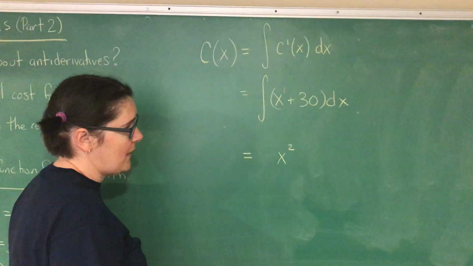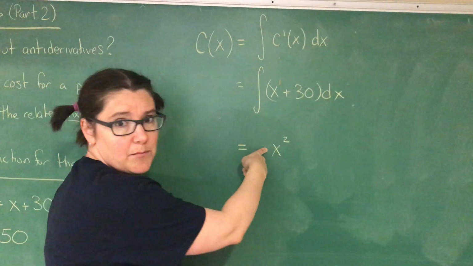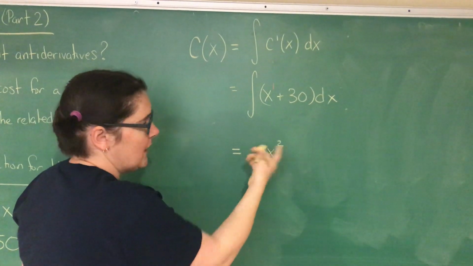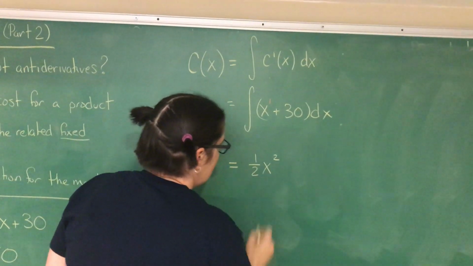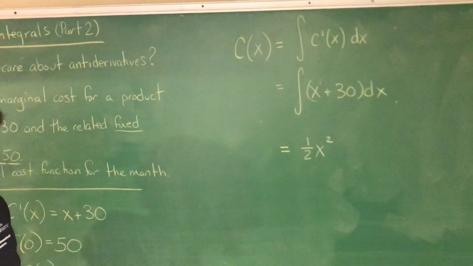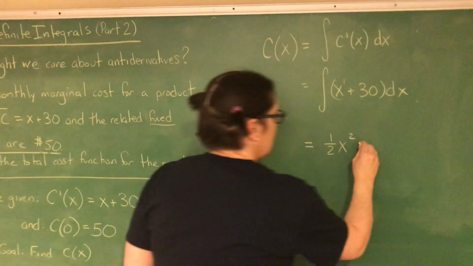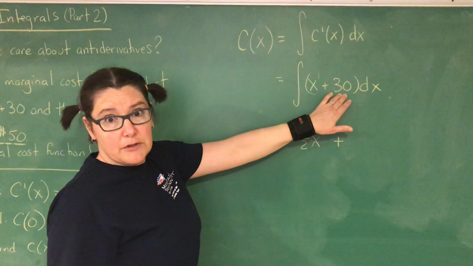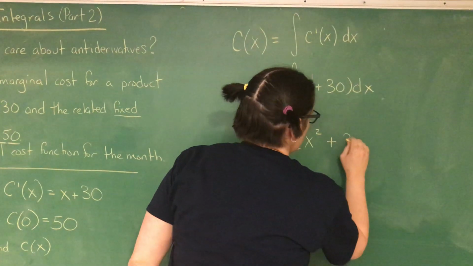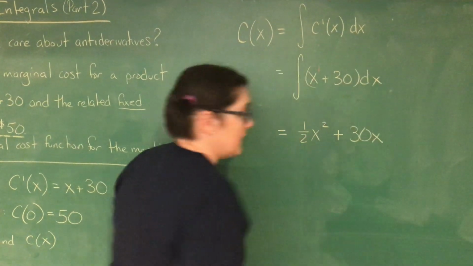So we add 1 to the power and divide the number in front by the new power. Now, there is no number in front, so that's an understood 1. So we divide 1 by the new power. So we have 1/2 x squared. And then we have a plus sign. And the antiderivative of a number is write down the number and tack on an x.